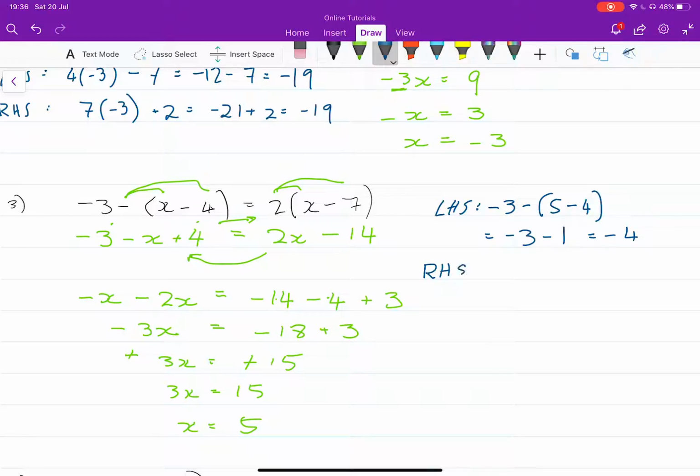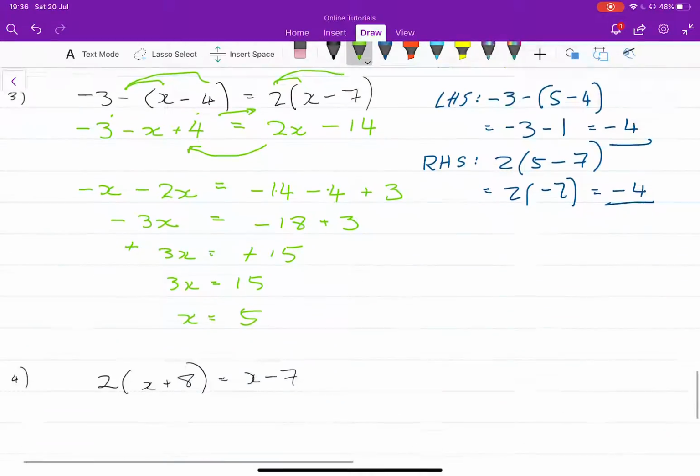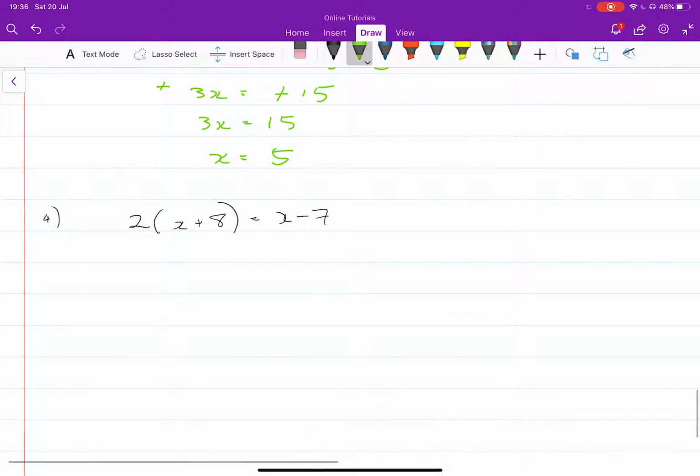If we substitute into our right-hand side, we get 2 times 5 minus 7, which is equal to 2 times minus 2, which is equal to minus 4. So these two are equal, so we know that the answer is correct. Good stuff. And the last question, again, all we're doing is just multiplying this in. So we have 2x plus 16 is equal to x minus 7.